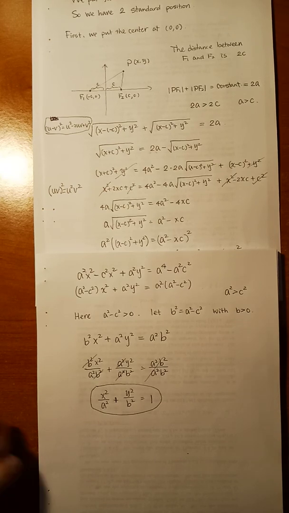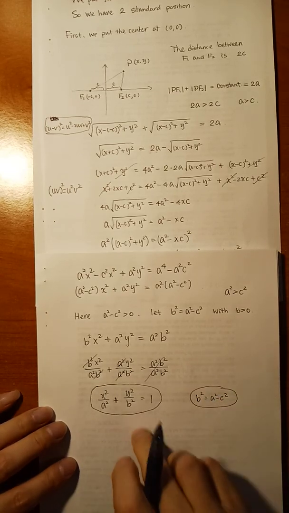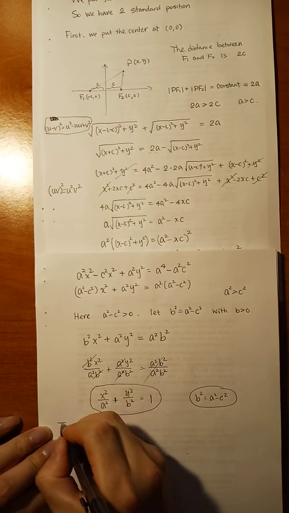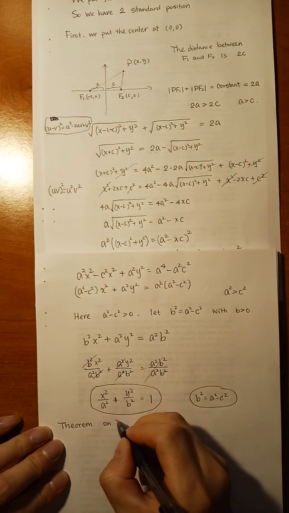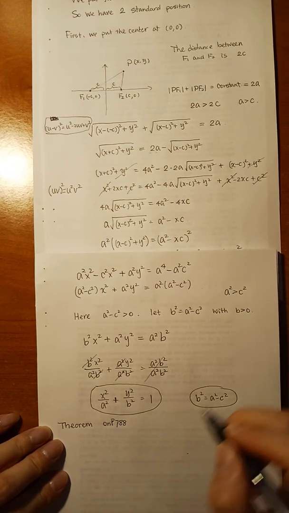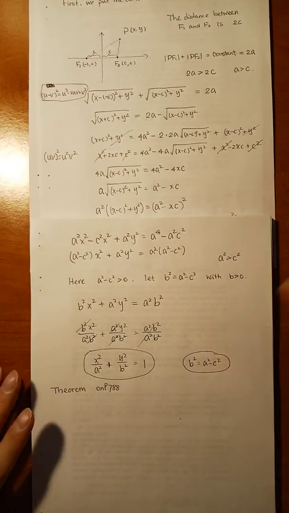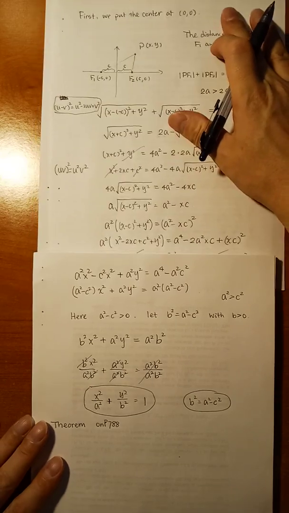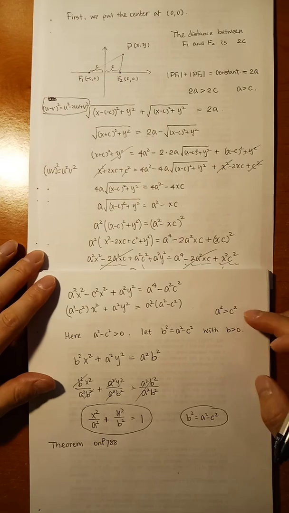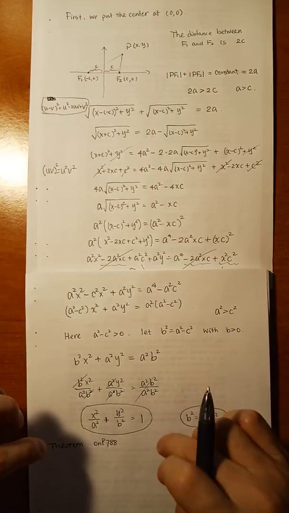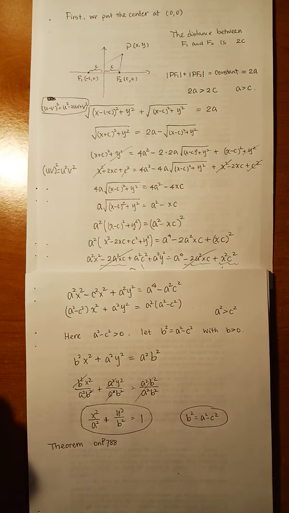Okay? So this is the theorem on page 788. Page 788. When you have this standard setting, then you go through the computation, the abstract computation, you will get this very, very simple formula, very, very simple equation. Okay, so that is the equation.